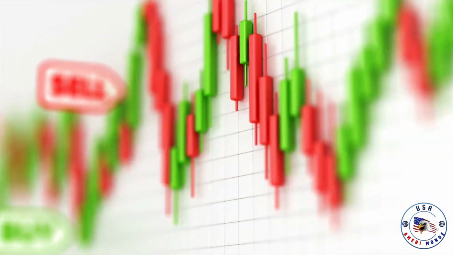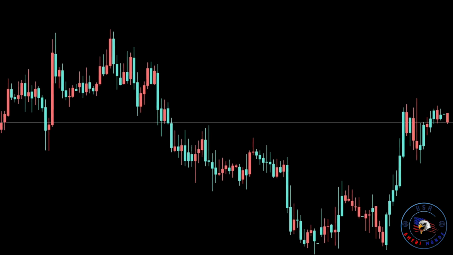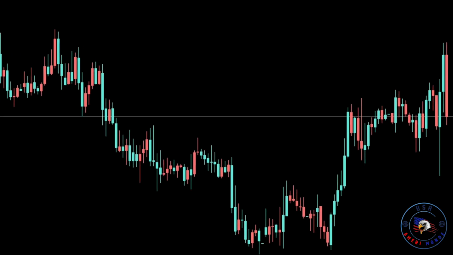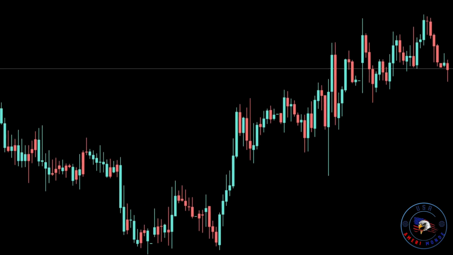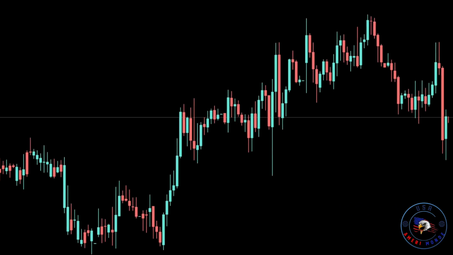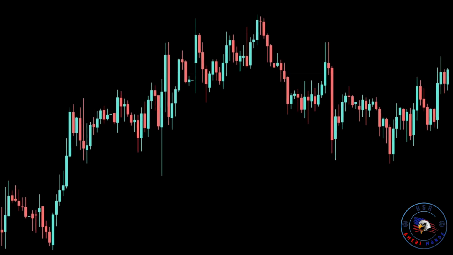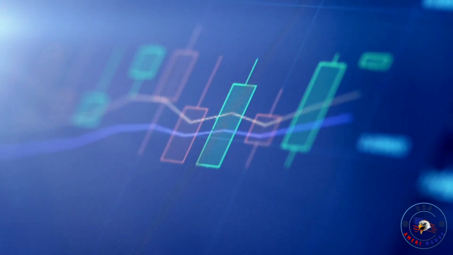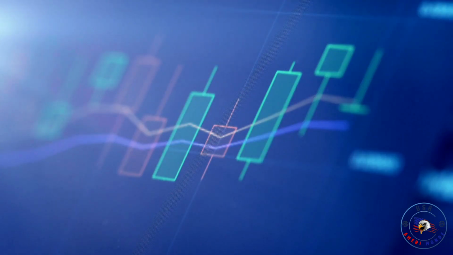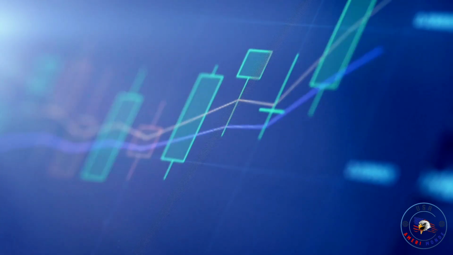Color coding. Candlesticks are usually colored to reflect the price movement. A common scheme is red for a closing price lower than the opening, bearish, and green for a closing price higher than the opening, bullish. 2. Learn single candlestick patterns. Doji indicates indecision when the opening and closing prices are virtually equal. Hammer and hanging man: small body with a long lower wick, indicating a potential reversal. Inverted hammer and shooting star: small body with a long upper wick signaling potential reversals but in the opposite direction.